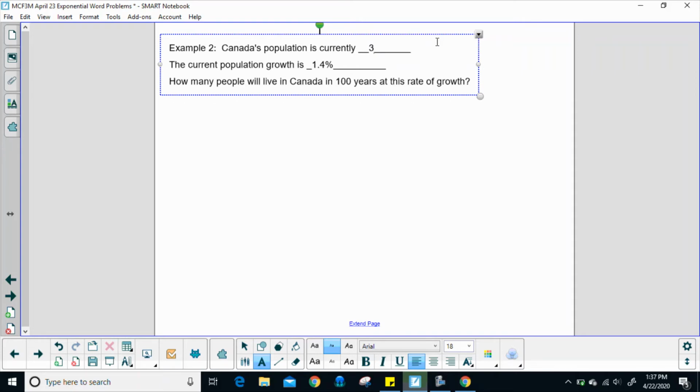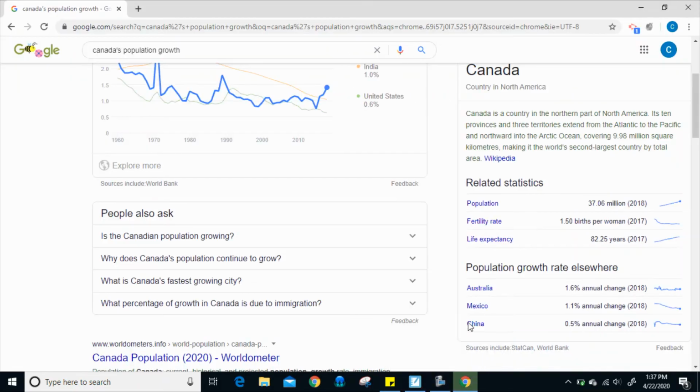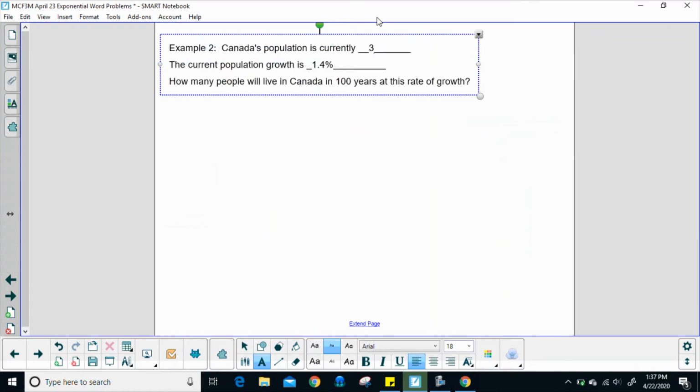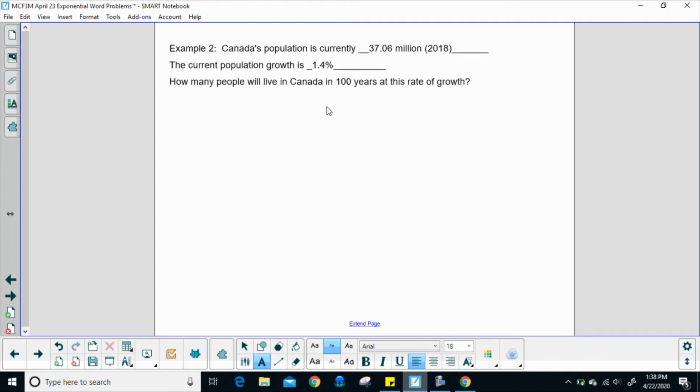37.06, right? 37.06 million. So that's 2018, just because those are the stats available. So how many people will there be in another 100 years at that growth rate? Let's figure that one out. We can definitely do this. All right. So let's remember.